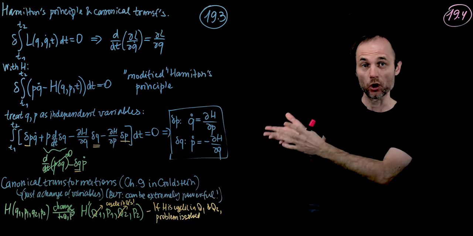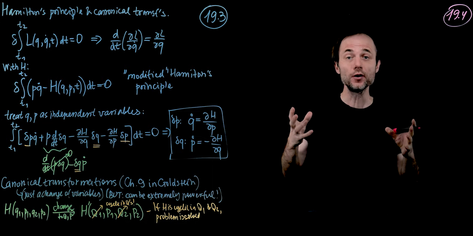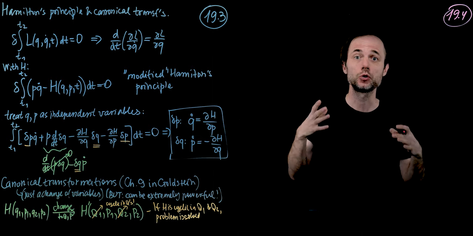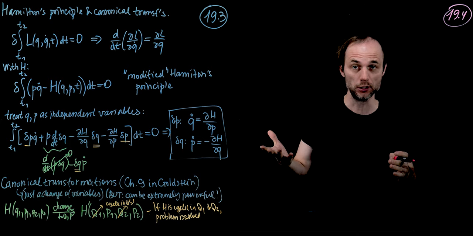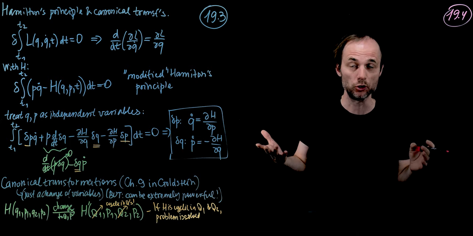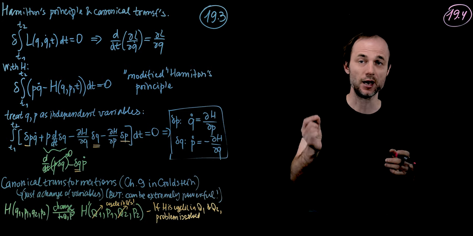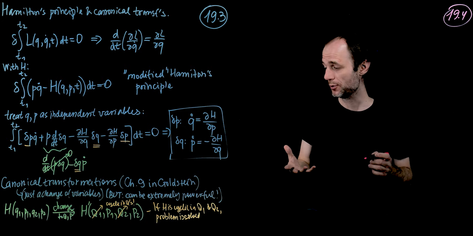And right there, we just realized that if we are able to switch to new coordinates, the capital Q's and P's, then if the new Hamiltonian in these coordinates doesn't depend on Q's, then we have completely solved the system. That's the idea behind the canonical transformations. And let us see how it can work in practice.